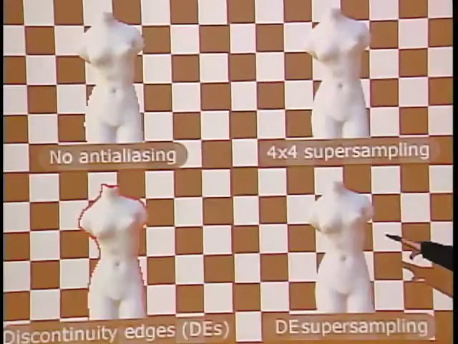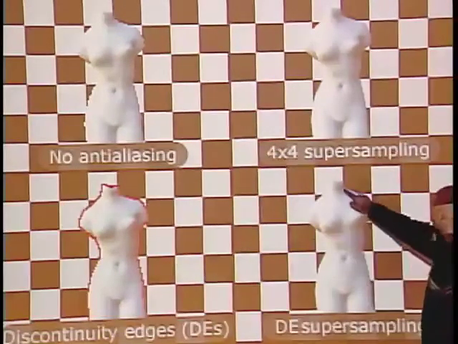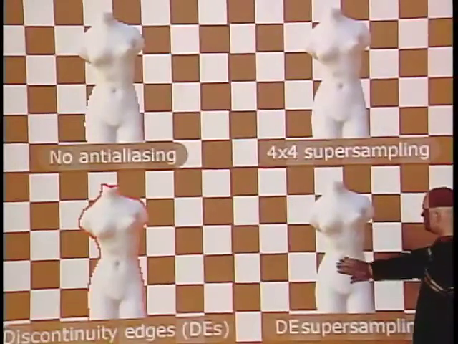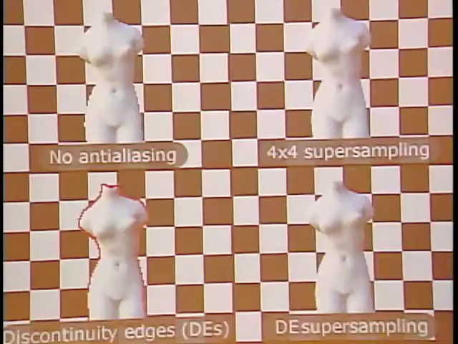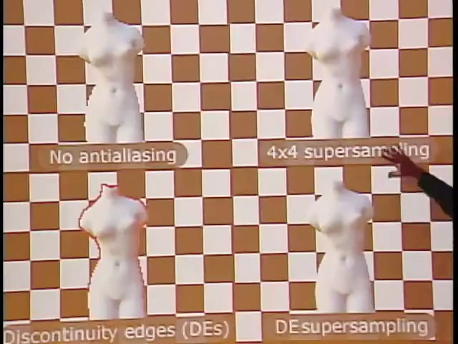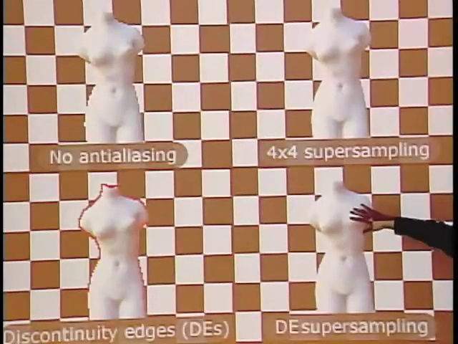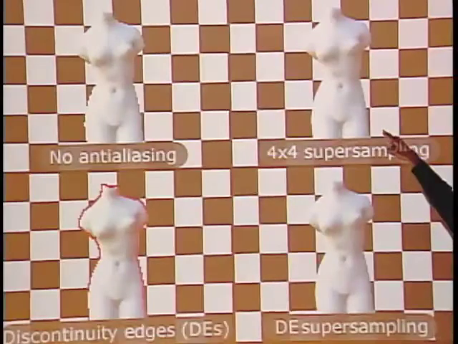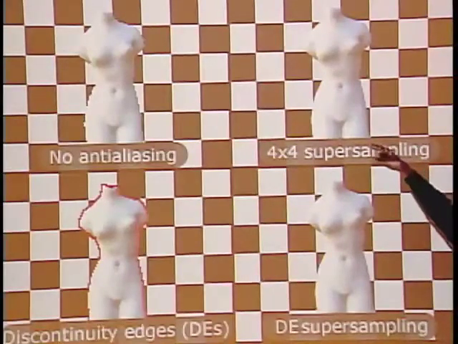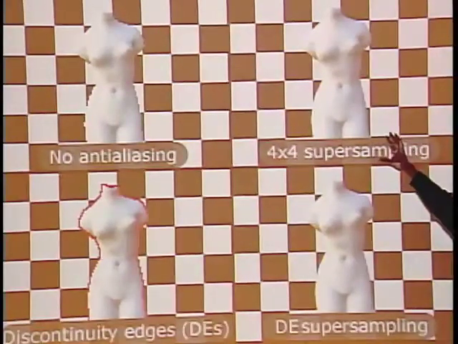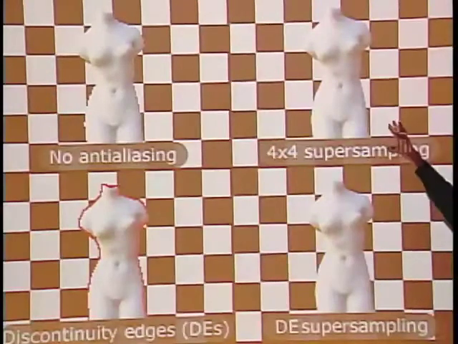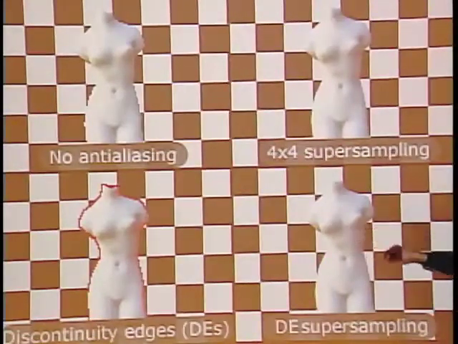But if we detect only the discontinuity edges, and we only anti-alias those, and we don't anti-alias the rest, it still looks pretty good, right? This and this look really pretty similar, okay? But this probably has 16 times as much work. Or not quite 16, but a little bit less than 16 times as much work. You're doing a lot more work to do this than this, because here you're only supersampling on the discontinuity edges.